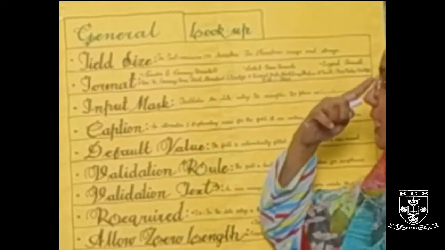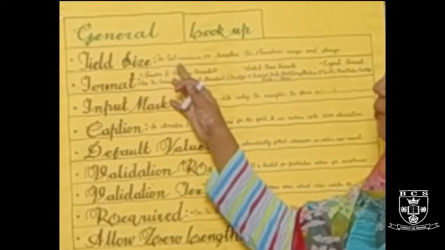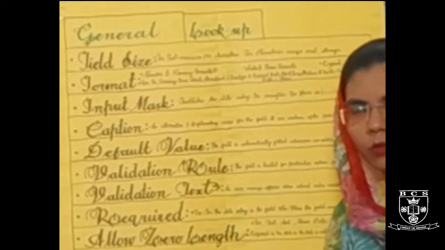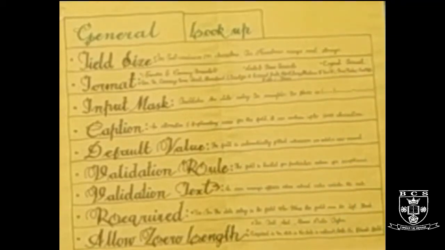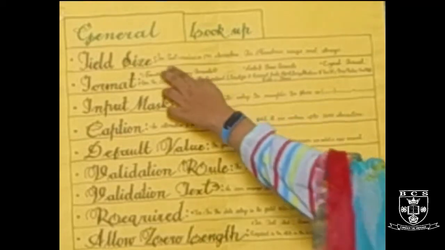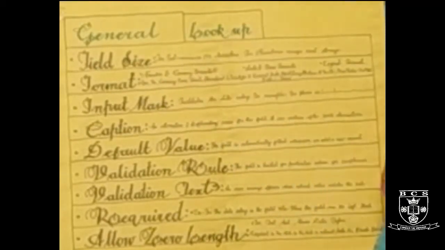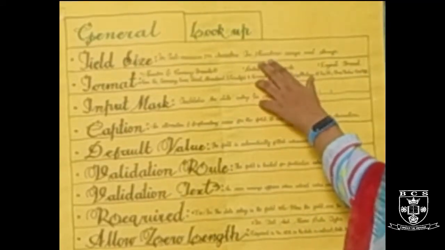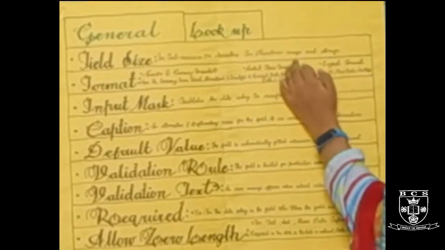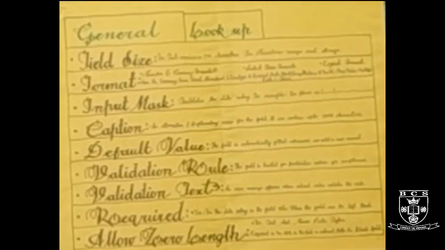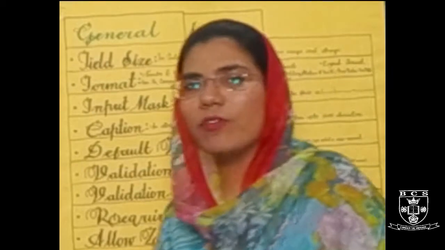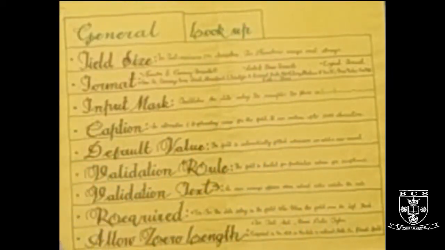What is field size? Field size determines how much data, or the maximum limit of the data, that we can enter in any particular field. For text we can enter a maximum of 255 characters, especially when we are working with the short text data type. And for numbers it determines the particular range of the numbers and the storage, in the form of bytes, that we can use for the storage of the number. So this is the function of the field size.